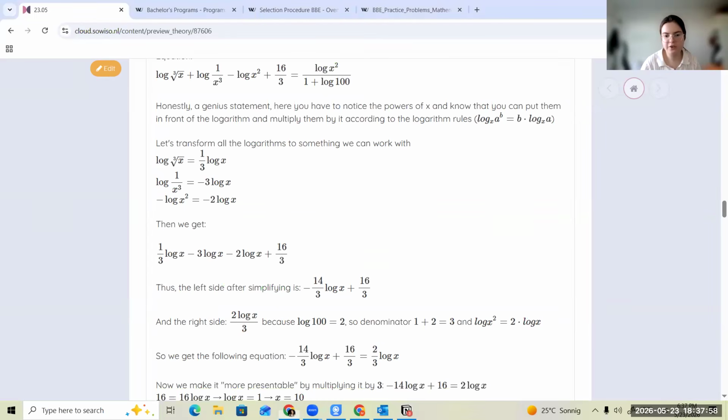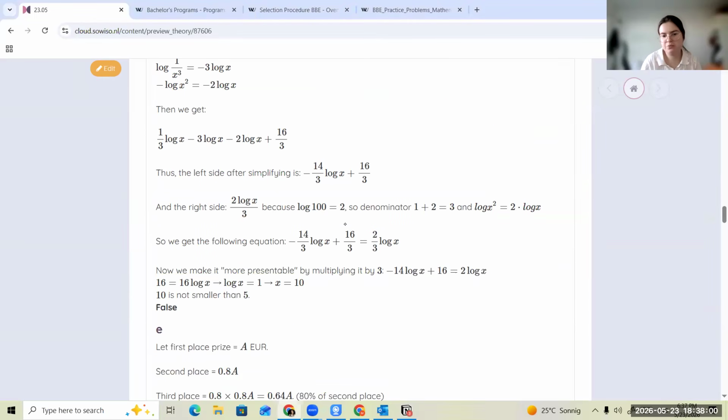Then you simplify them further. These are just intermediate steps I will skip. You multiply them by 3, and then you eventually get 16 is equal to 16 log x, and log x is equal to 1. So the logarithm with the base of 10 of x is equal to 1. So 10 to the power of that is equal to x. So 10 to the power of 1 should be equal to x using logarithmic properties. Therefore, x is 10. It's not smaller than 5. Therefore, it's false.